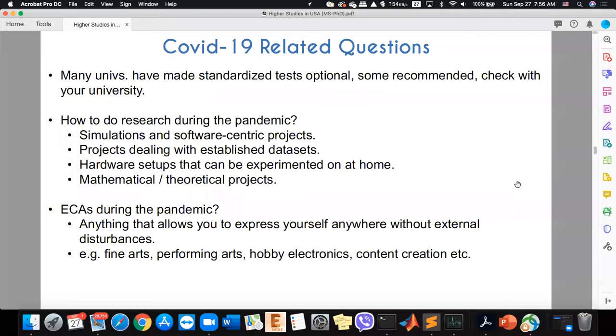So the things that I have seen, like মানুষ যারা করে, so like এখন to obviously like huge lab এ যে কাজ করাটা very difficult, so people are moving to like simulations and software centric projects, like for example machine learning, deep learning, data science, but stuff that can be done on a computer. So people are trying to do that, and since data collection সম্ভব না, people are trying to use existing data sets to formulate their idea. So there are lots of data sets available online and you can take a look at them.